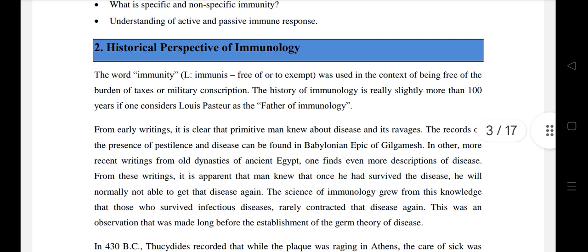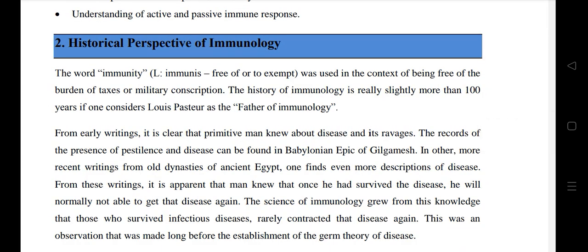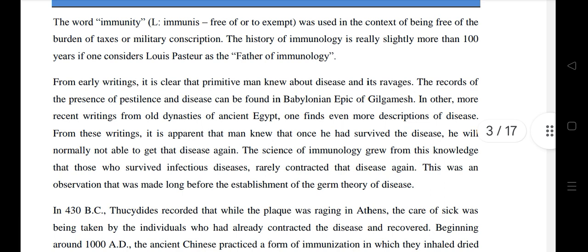The word immunity, immune, meaning free of or to accept, was used in the context of being free of the burden of taxes or military conscription. The history of immunology is really slightly more than 100 years, if one considers Louis Pasteur as the father of immunology. From early writing, it is clear that primitive man knew about disease and its ravages.